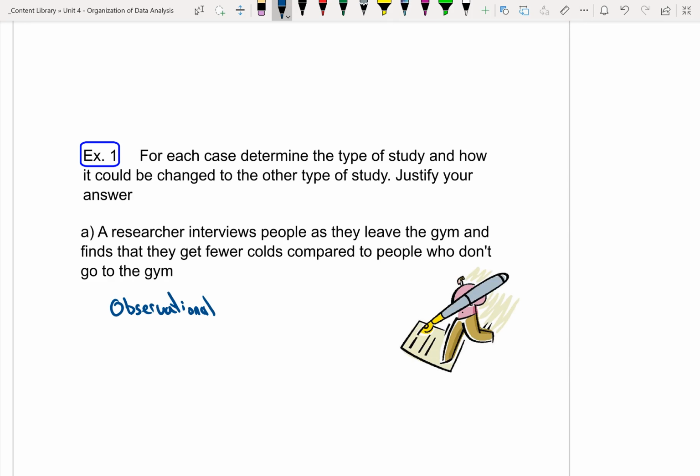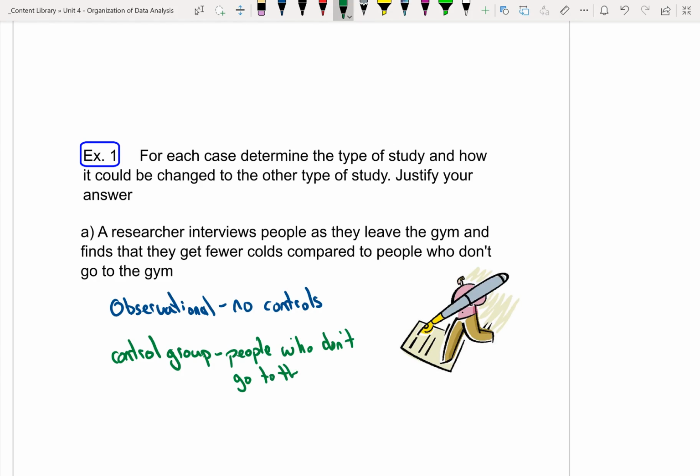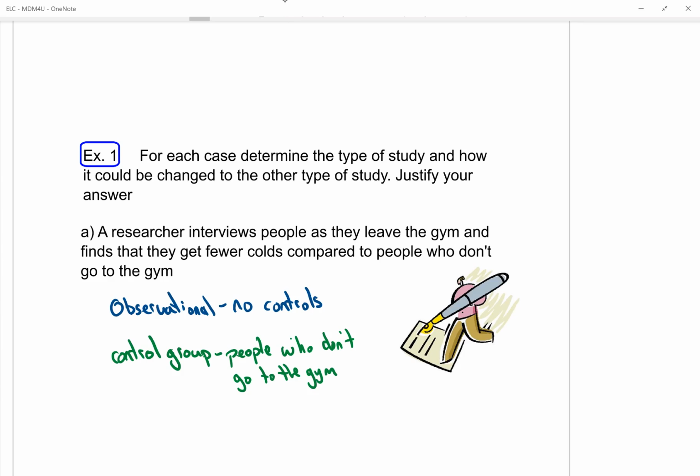Right? Because we're not controlling anything, there's no controls. The researcher is just observing people and making inferences from them. If we wanted to change this, we would have to create a control group to make this experimental. So we would have a control group of people who don't go to the gym. Right. So we would need that control group to see exactly if there is a difference in the amount of colds between people going to a gym or not going to a gym.